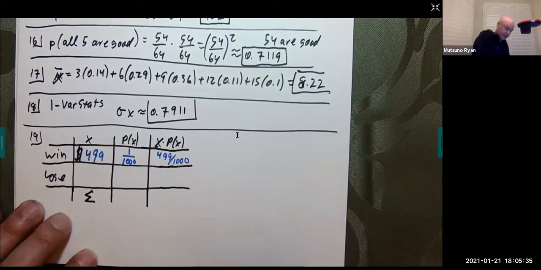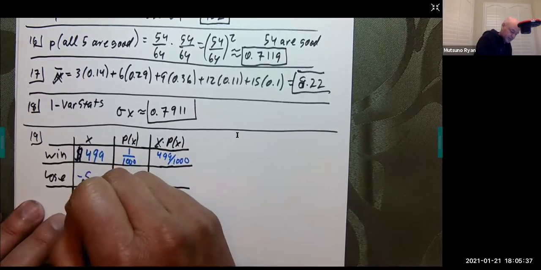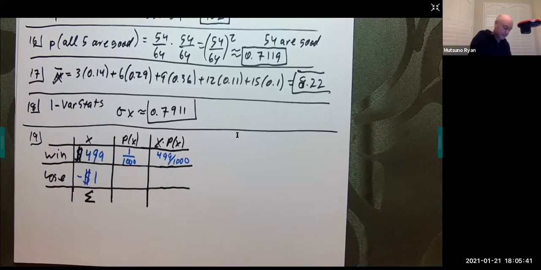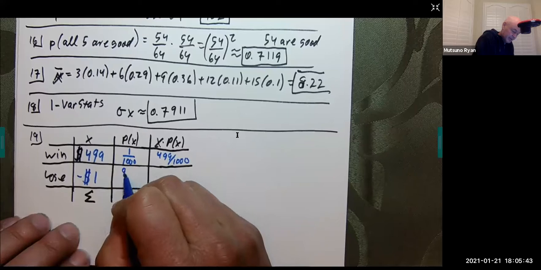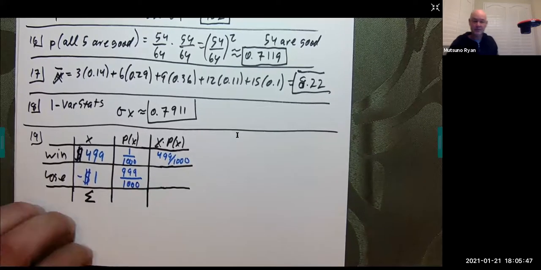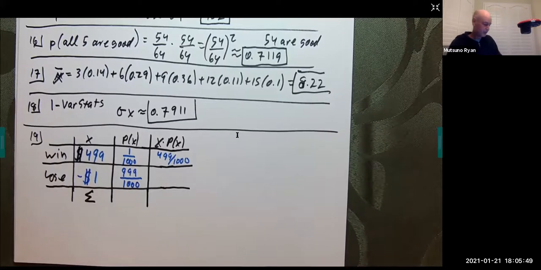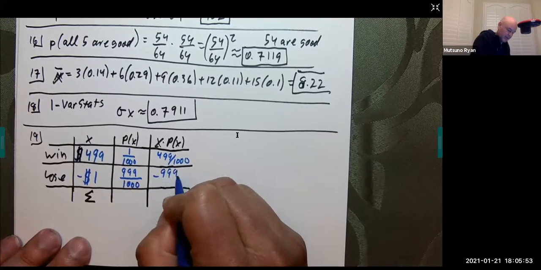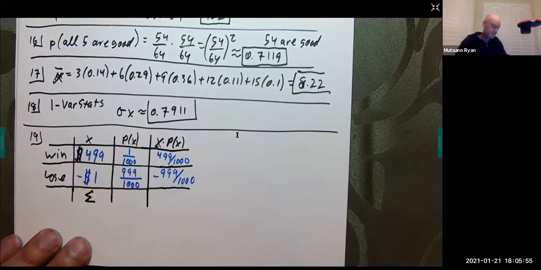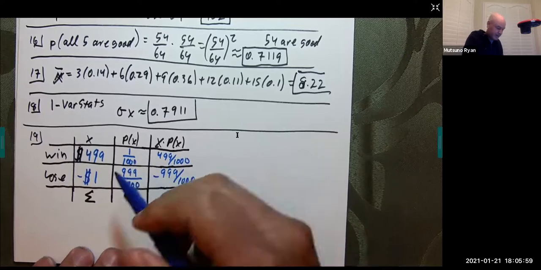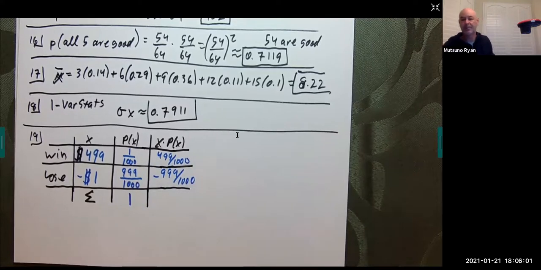If you lose, you're out $1. And your probability of losing is quite high. You have 999 chances out of 1,000 of losing. When I multiply the two together, I get negative 999 over 1,000. Now you'll note when I add up my probabilities, I get 1. That should always happen.